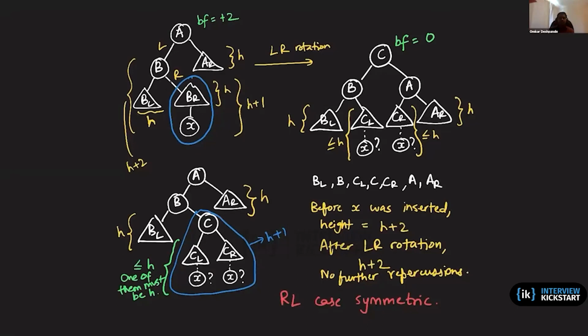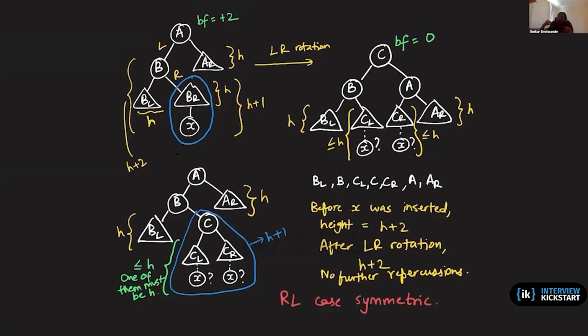Abhishek? Yeah, Omkar. So when you say that there are no further repercussions due to height being the same after the rotation, it's basically true to say that the branching factor becomes zero at that location after rotation, right? So branching factor and height, they are interrelated, right? They are not two different things we are coming up with.